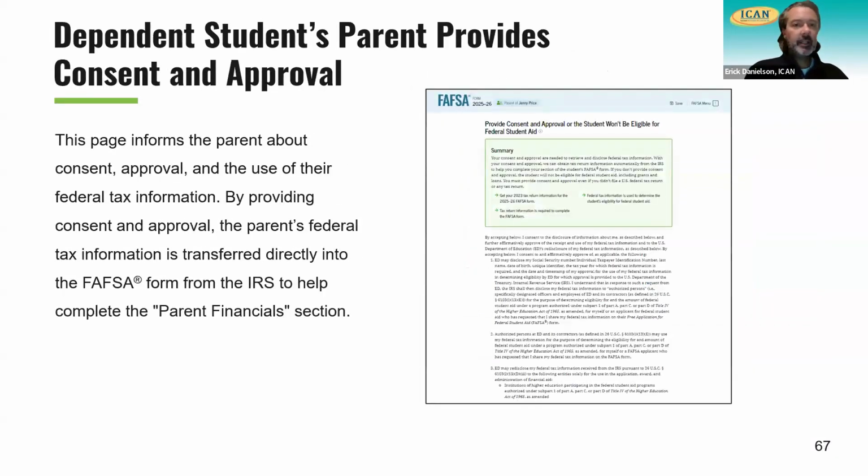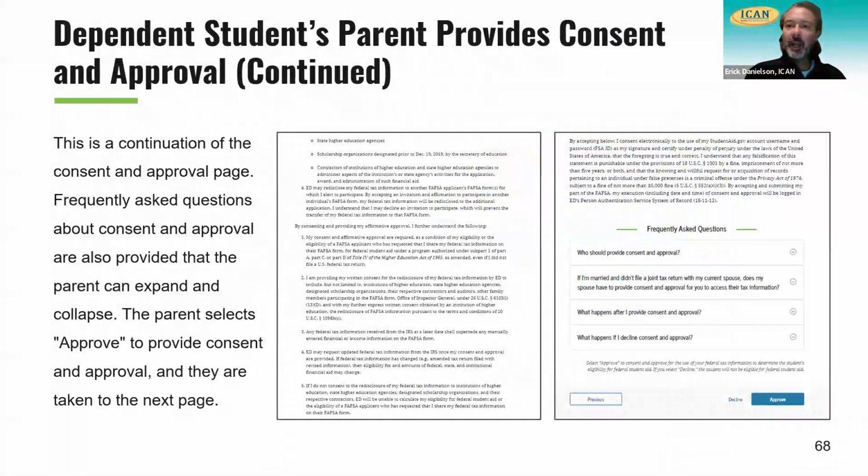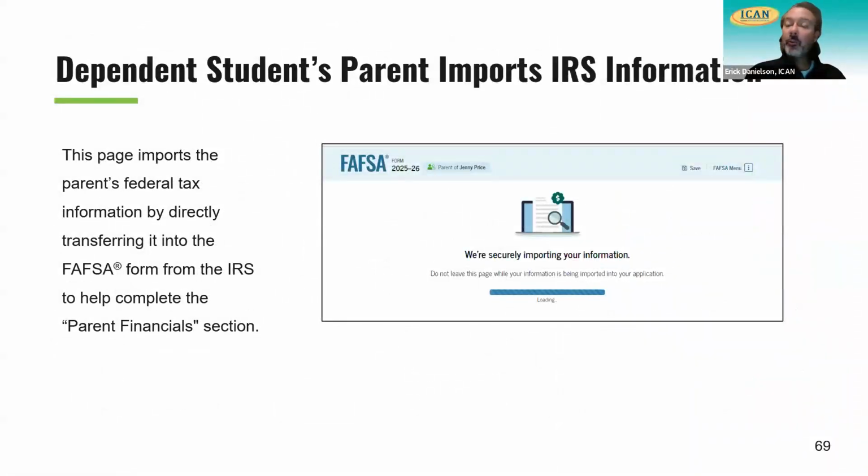Now, if that all looks correct, the first thing you're going to do as a parent in your section is give consent and approval to have your taxes brought over too. So we would click on the approve button in the lower right-hand corner to have your taxes brought over. Hopefully you'll get the message that says success.